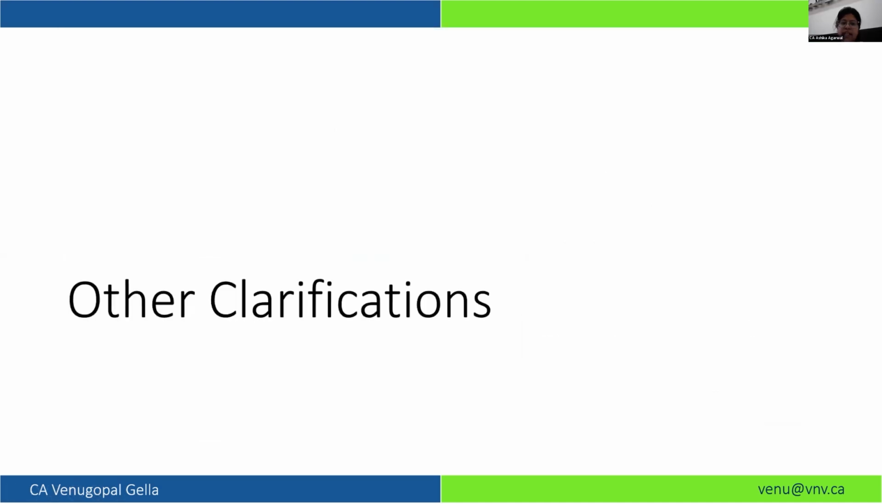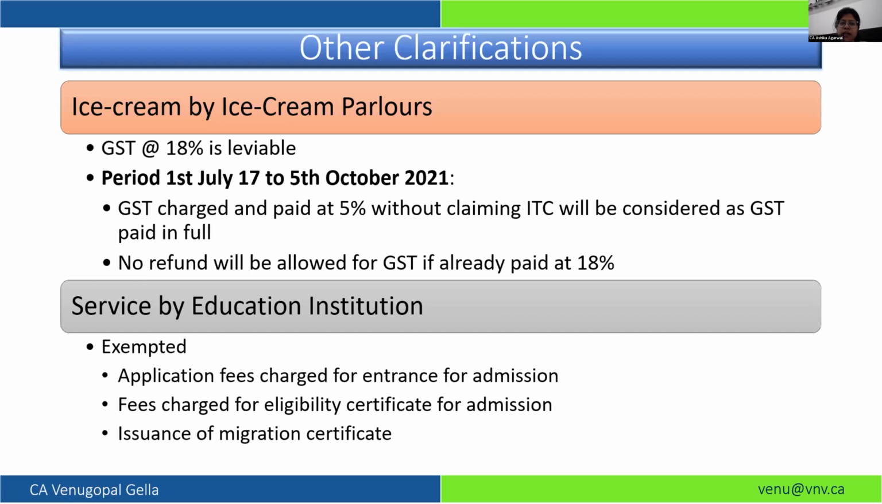Now, another clarification they have brought up is about ice cream parlors. Obviously, there was a dispute whether it would be regarded as a restaurant service or as sale of ice cream. Earlier, in a circular, they clarified it will not come under restaurant service. Therefore, they specified GST at the rate of 18% is leviable. But the circular came on 5th October 2021.